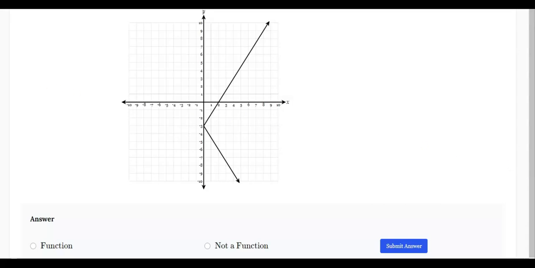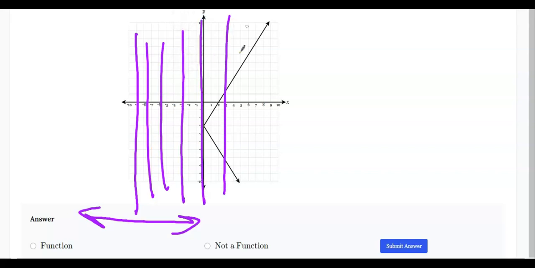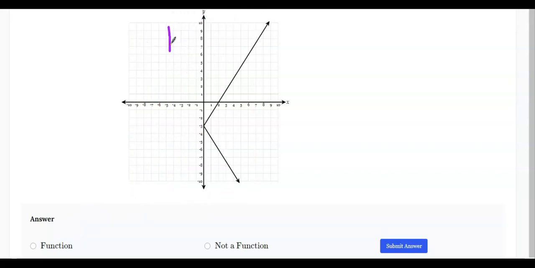That's where you take your pen or pencil, hold it up vertically, and move this vertical line along the graph from left to right. What you're looking to see is if, as you move this line along the graph, you touch the graph in more than one location, like here and here at the same time, then you fail the vertical line test. And if you fail the vertical line test, then you are not a function.